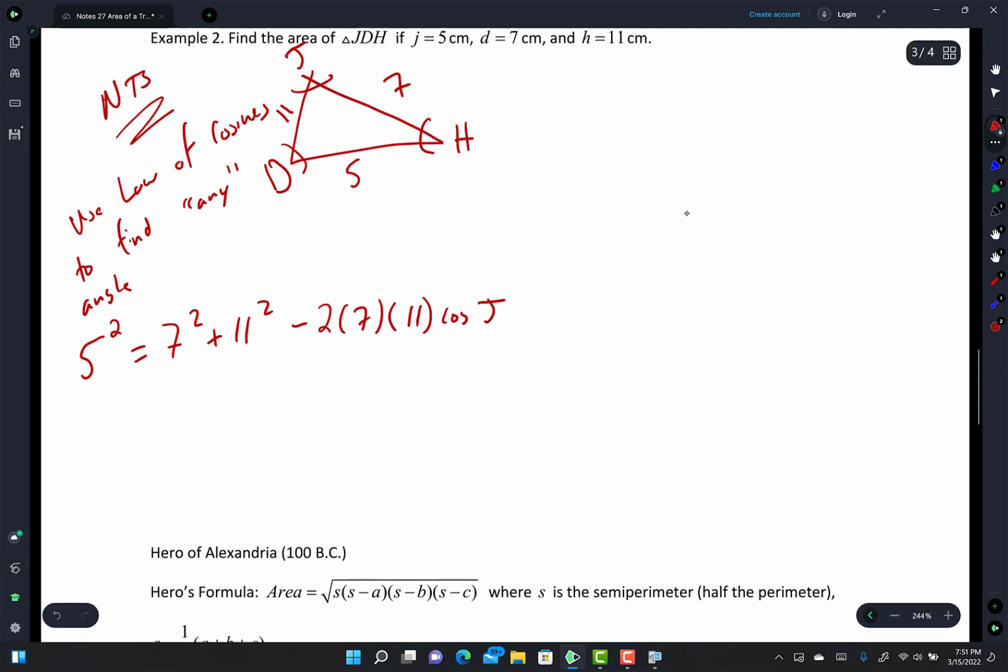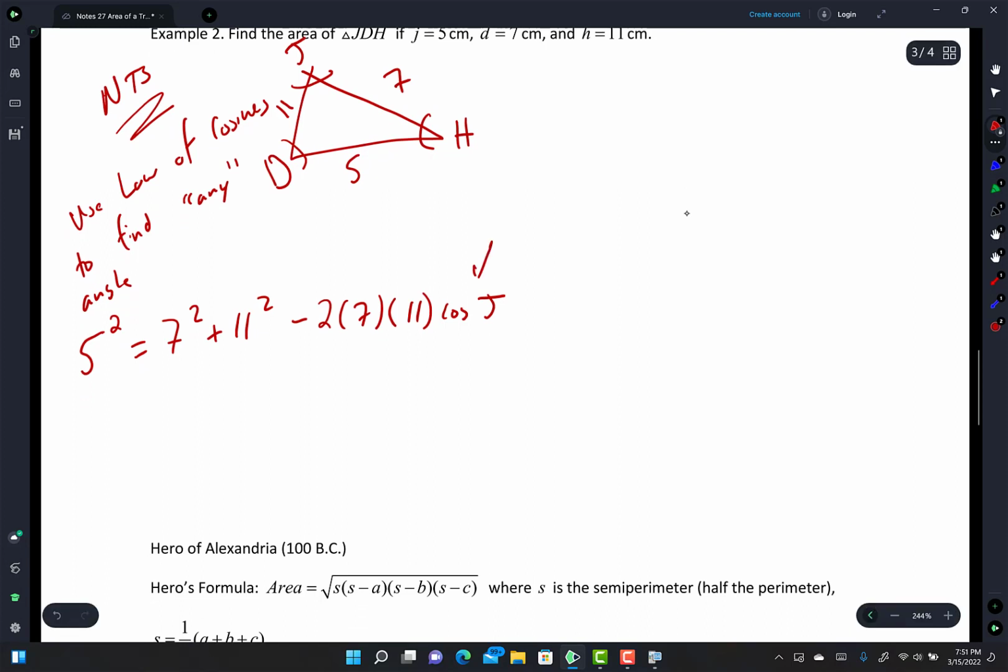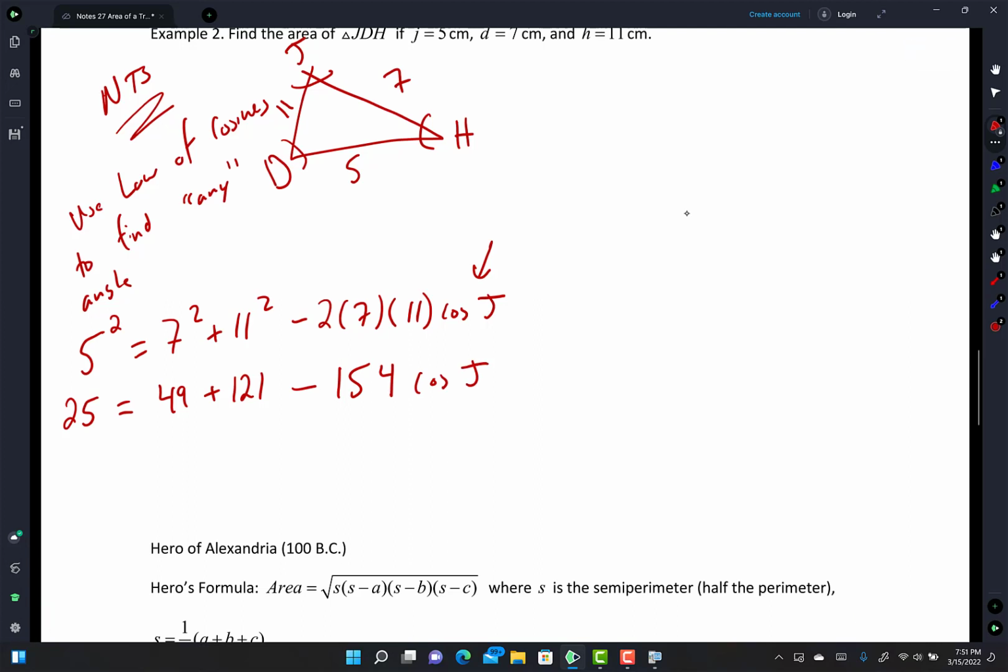All right, from there you're done. Well, almost. Now you've got to get cosine j by itself, right? So 5 squared is 25, 7 squared is 49, 11 squared is 121, minus 2 times 7, that's 14. 14 times 11: 14 times 10 is 140, plus 14 is 154. Cosine j. Yep. Okay, so we're good.